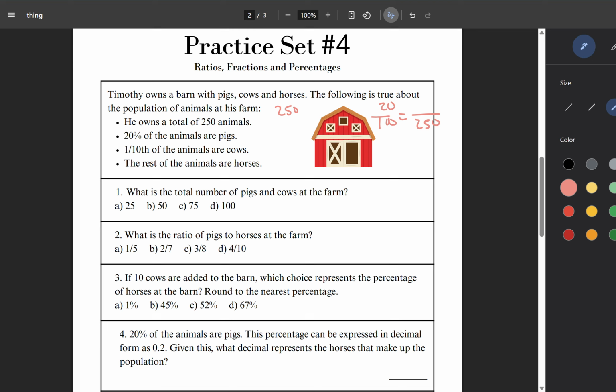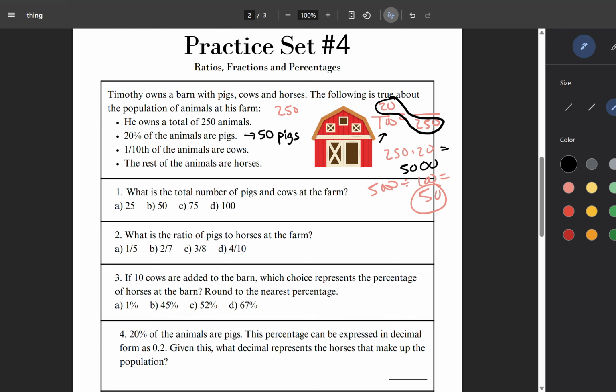We can find that value by multiplying 250 times 20. And this is a very cool trick. It's called cross multiplication. You multiply across like this. So 250 times 20 is equal to 5,000. And then 5,000 divided by 100, the number we didn't multiply initially. So 5,000 divided by 100 is equal to 50. So Timothy has 50 pigs. I'll write that right next to it.